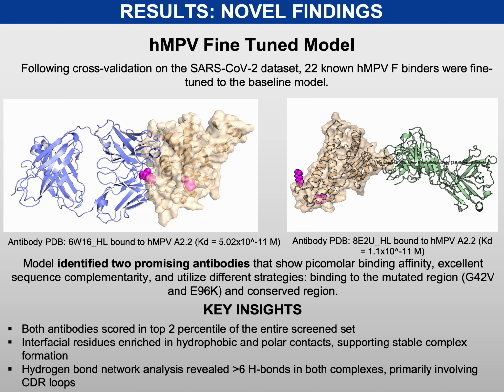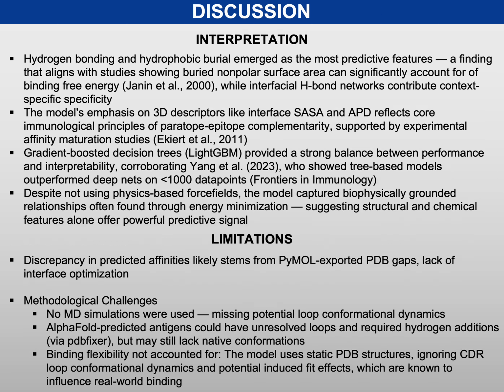It identified two optimal antibodies with PDB codes 6W16 and 8E2U, both with predicted affinities in the picomolar range. 6W16 targets the mutated G42V site, whereas 8E2U targets a conserved region. Both scored in the top 2 percentile of all candidates from PDB that were screened with ImmunoAI.